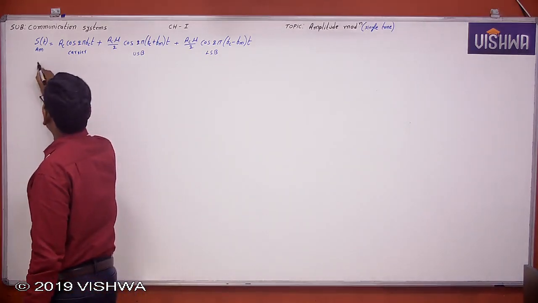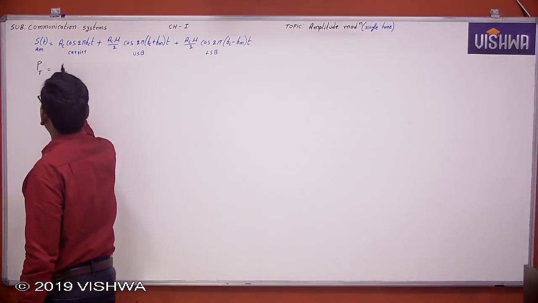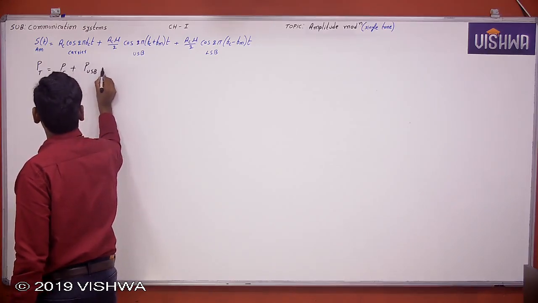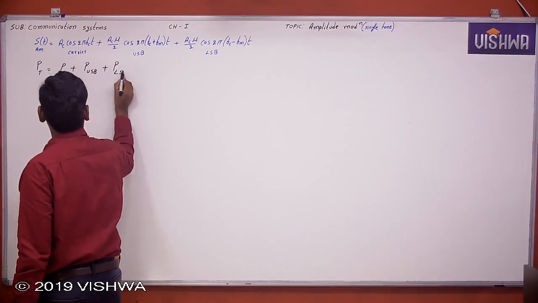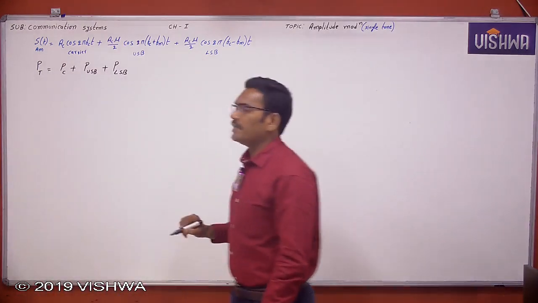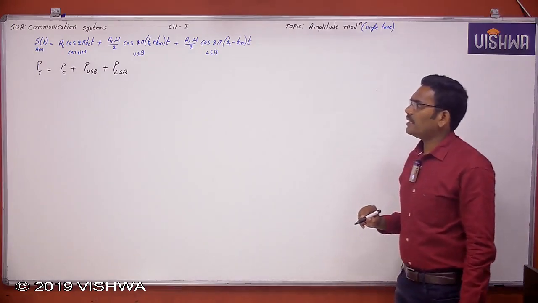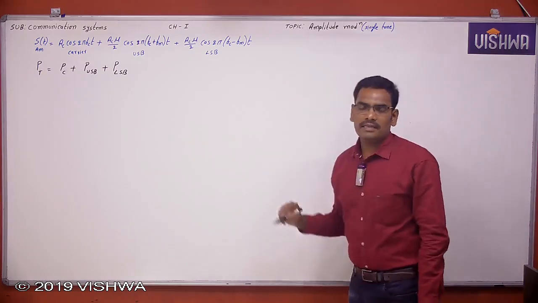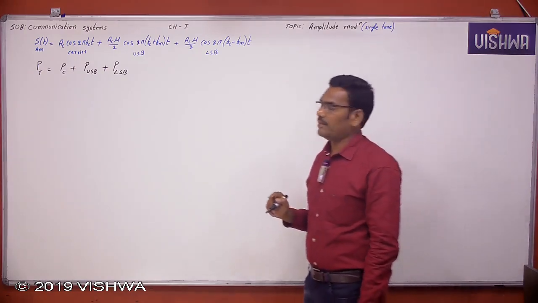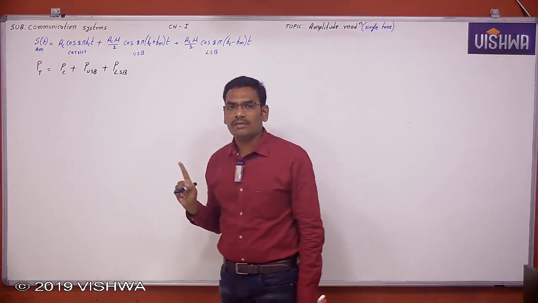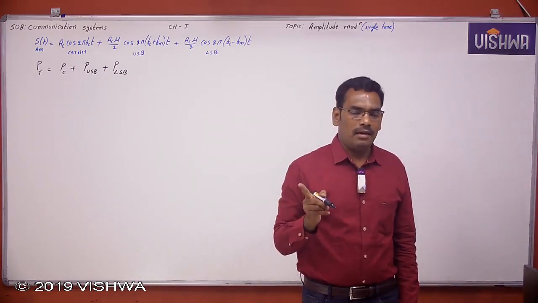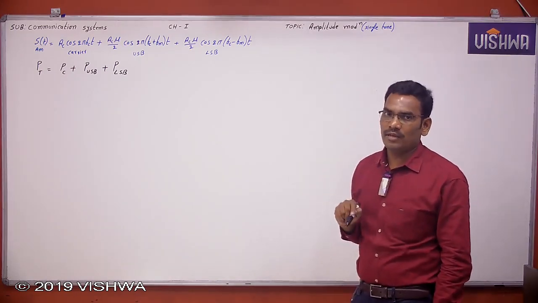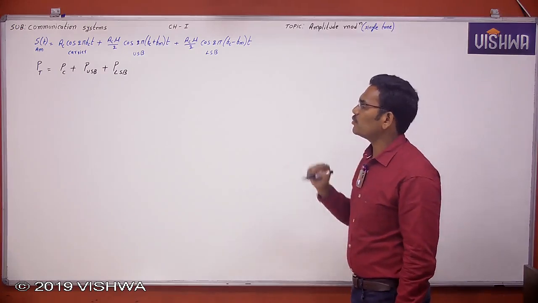The total power required to transmit an AM signal is the power taken by the carrier component plus the power taken by the upper side band plus the power taken by the lower side band. All these are sinusoidal signals, because the carrier is analog and the message signal is also an analog signal.